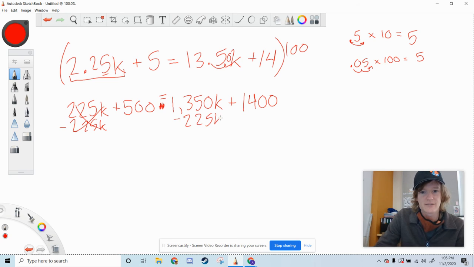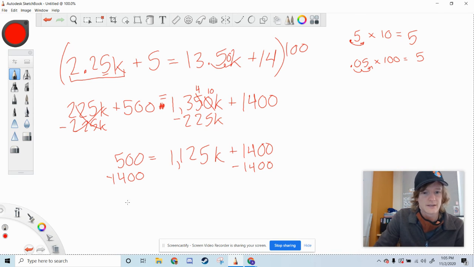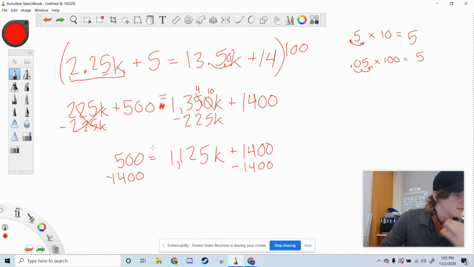Minus 225k. So I'm going to end up with 500 equals, the 0 turns into a 10, 5 turns into a 4. So that's 5. Put my k down there. 4 minus 2 is 2. 13 minus 2 is 11. Plus 1,400. Subtract this. Well, minus 1,400 minus 1,400. I get 0. Oh, well, let's talk about this real quick. This is negatives.